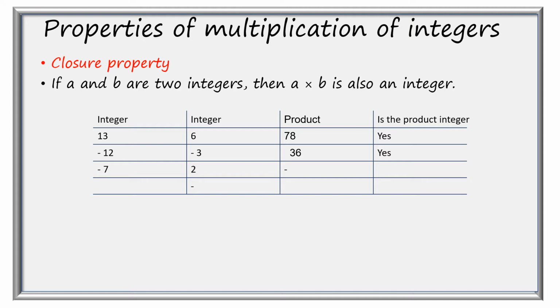In a similar way, one is negative and another one is positive, minus 7 and 2, and your product will be minus 14. It means it is also an integer. Then 13 and minus 6, the product is minus 78, which is also an integer.